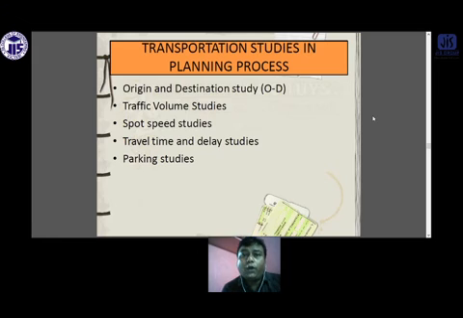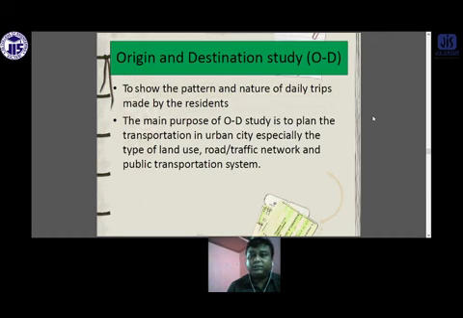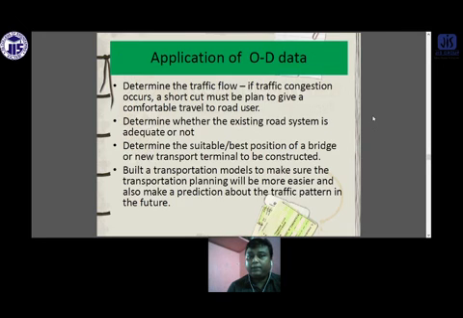All these topics have already been discussed in individual classes. I have taken individual classes on origin destination, OND, traffic volume studies, spot speed studies, time and delay, and also parking, so I will not go into details. I will just show you, for origin destination, what are the things we need to keep in mind. What is the application of origin destination?